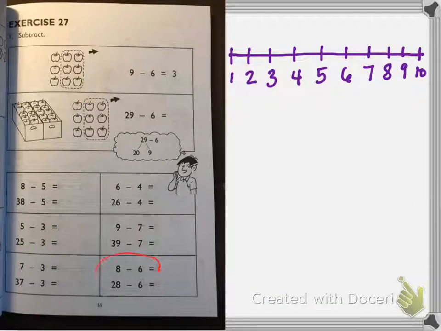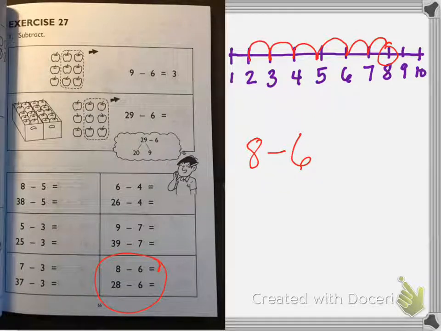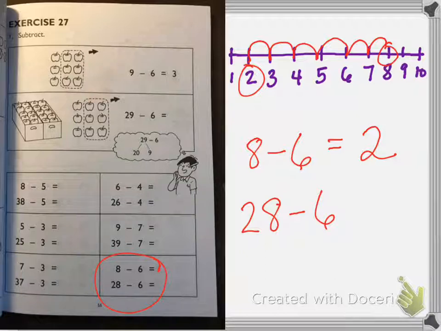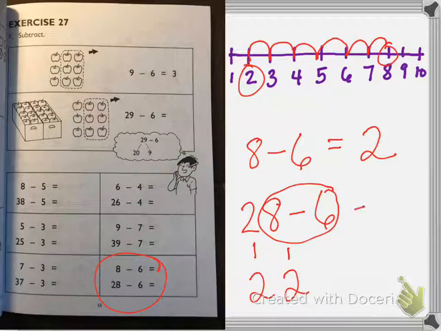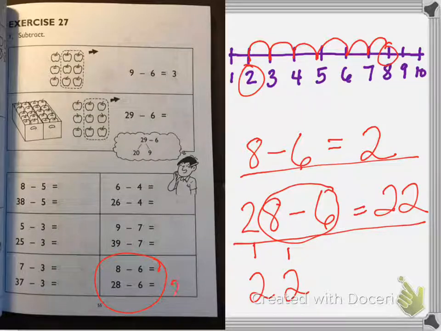Here's the last one on this page. We have 8 minus 6. So we'll start with the 8 and go backwards 6. 1, 2, 3, 4, 5, 6. 8 minus 6 is 2. What about 28 minus 6? There's your 8 minus 6, so we have 22. If 8 minus 6 is 2, then 28 minus 6 is 22.